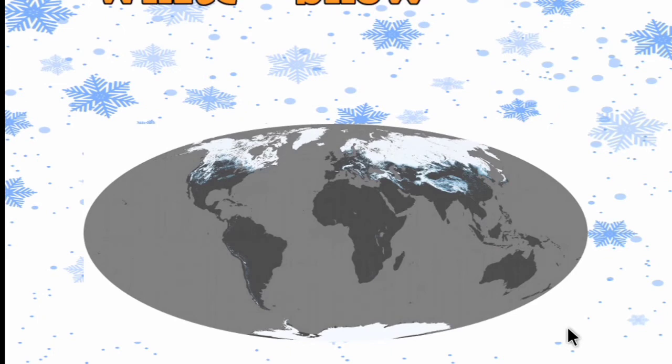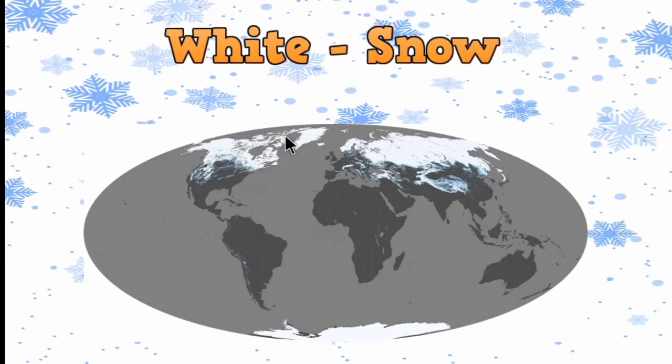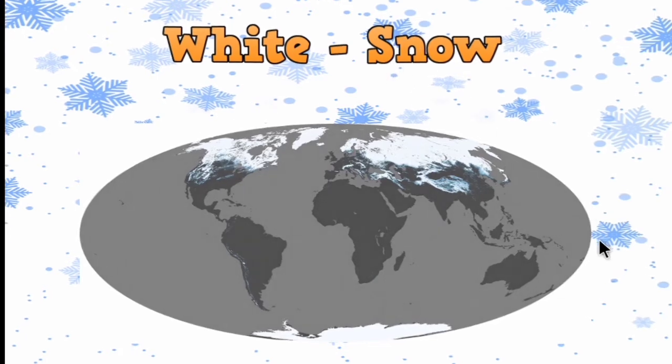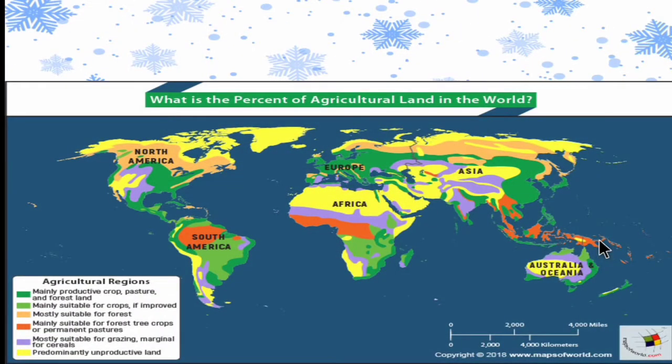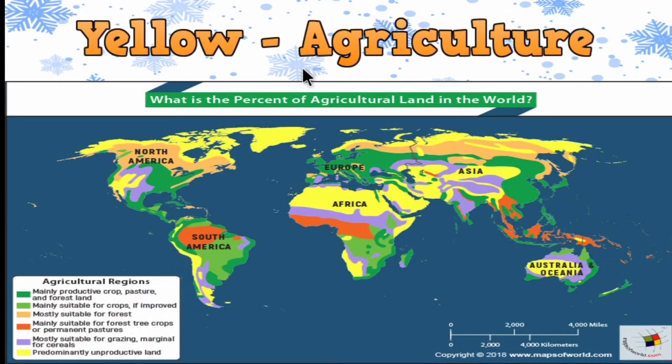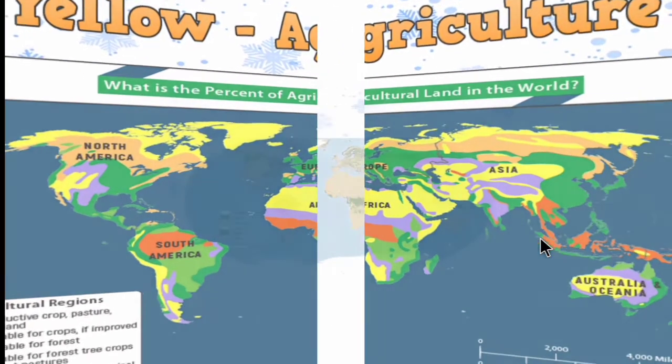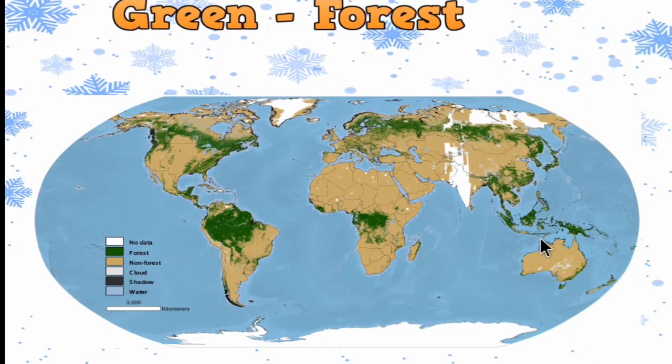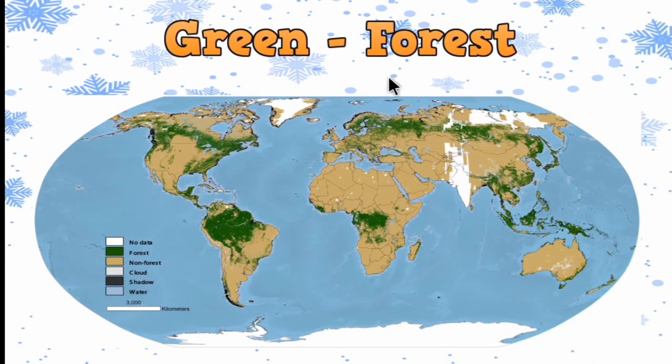For example, the white color on the map represents snow. Next is yellow color. Yellow represents agriculture area. And then green. The green color represents the forest area.